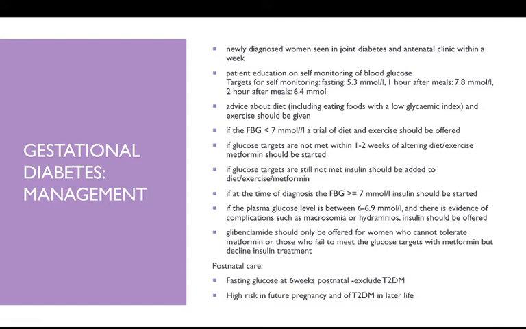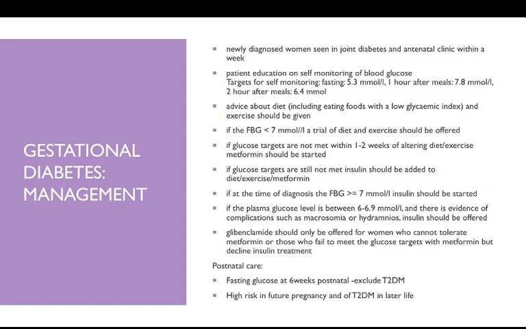Glibenclamide should only be offered for women who cannot tolerate metformin, or those who fail to meet glucose targets with metformin but decline insulin treatment. So glibenclamide is a sulfonylurea, and usually oral hypoglycemic agents shouldn't be offered in pregnancy. It should just be metformin or insulin. But if a woman can't tolerate metformin, maybe because of the GI side effects, or if they're not able to meet their glucose targets on metformin, but they're saying that they don't want insulin, at that point you could offer glibenclamide.